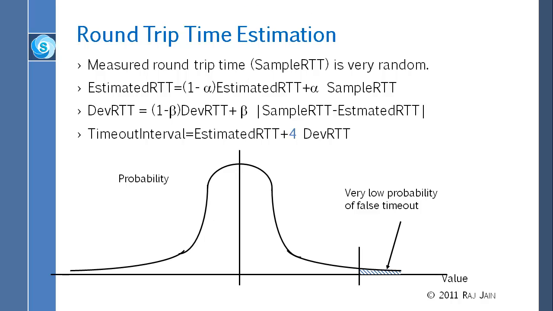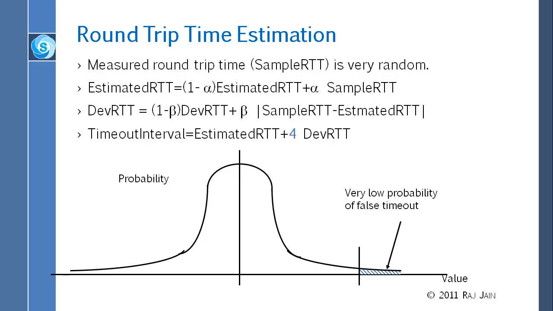And so what we are doing is that if you had a probability density function, then you take the mean plus some multiple of the standard deviation. You are saying that this is where we will keep the timeout. The actual sample can be more than that value, but the probability is very low. That is a false timeout.